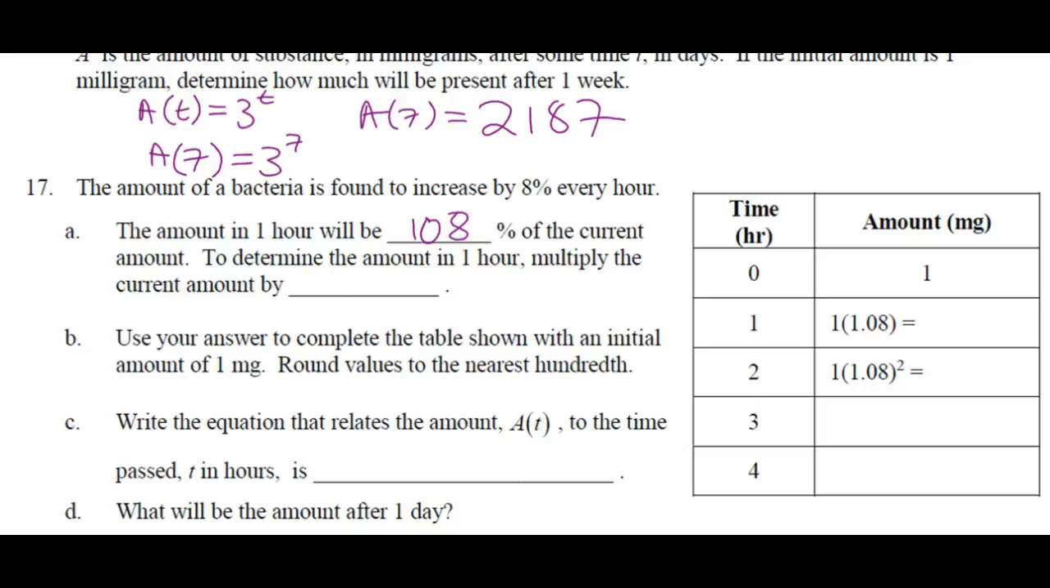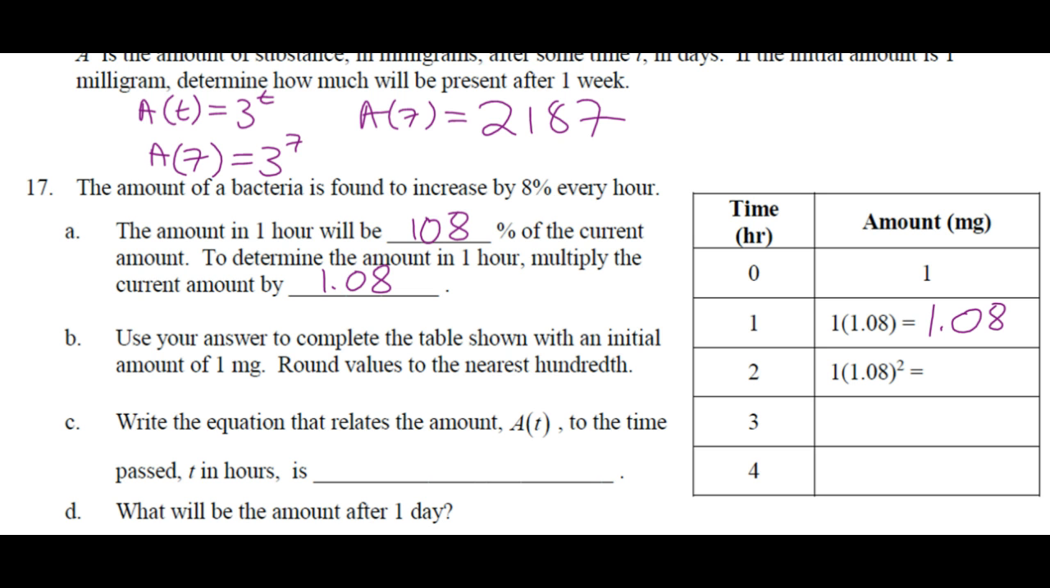The rate of growth as a decimal is 1.08. Use your answer to complete the table shown with an initial value of 1 milligram, rounding values to the nearest hundredth. Okay, at time 0 we've got 1 milligram. At time 1 it's 1 times 1.08, which is 1.08. Good, shouldn't need a calculator for that.